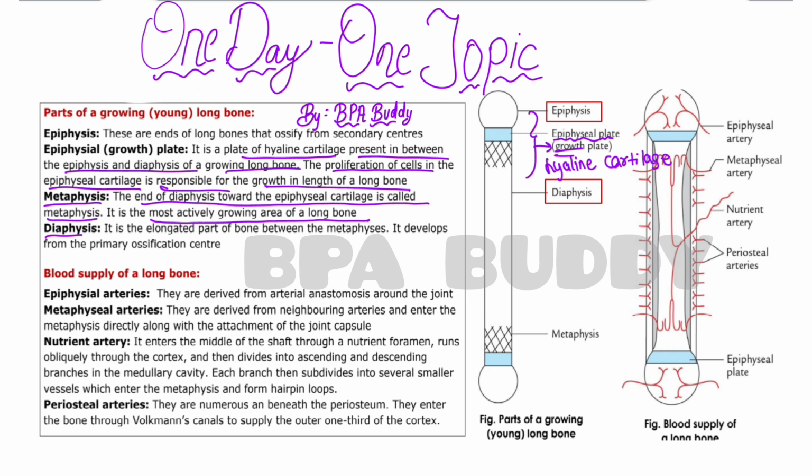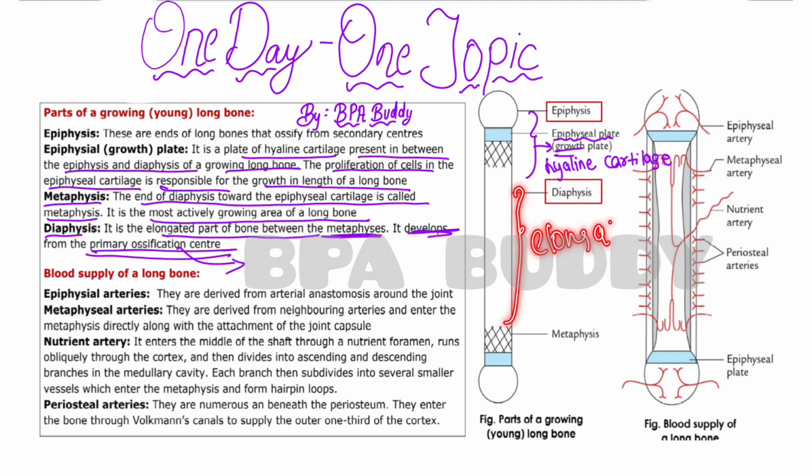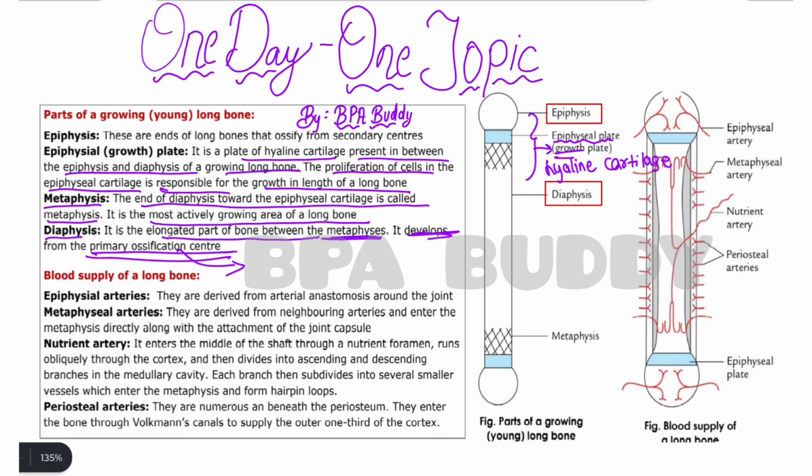Diaphysis is the elongated part of bone between the metaphyses, and it develops from the primary ossification center. Ossification means the process of formation of bone. So the primary ossification center is the diaphysis, which is the elongated part between the metaphyses. Then comes the blood supply of long bone.